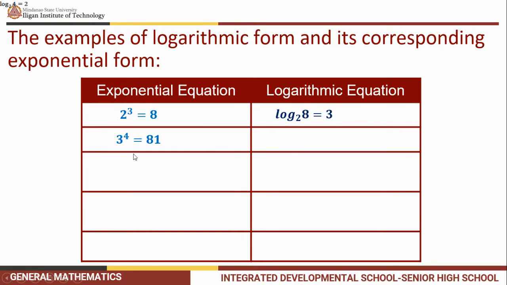Another is we have 3 to the power of 4 equals 81. So this can be written as log with base 3 of 81 equals 4. Now let's try logarithmic to exponential. Let's just say we have log with base 9 of 3 equals 1/2. So to write that one, we have 9 to the power of 1/2 equals 3.